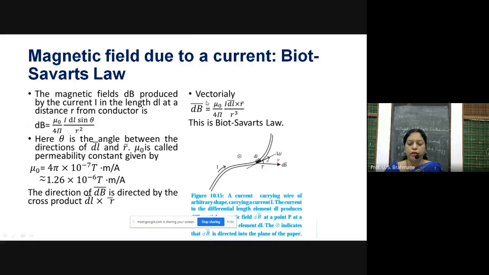Vectorially it is written as dB vector equal to mu 0 upon 4 pi, I dl cross r upon r cube. So these are the standard equations. The first one is dB equal to mu 0 upon 4 pi, I dl sine theta upon r square, and in vector form it is dB vector equal to mu 0 upon 4 pi, I, dl vector cross r vector upon r cube. So this is the Biot-Savart law. It's a very important law because we're going to see applications. First application we'll see now.